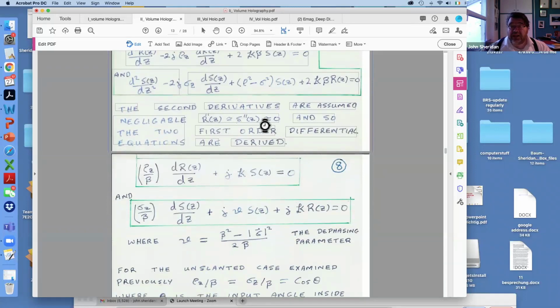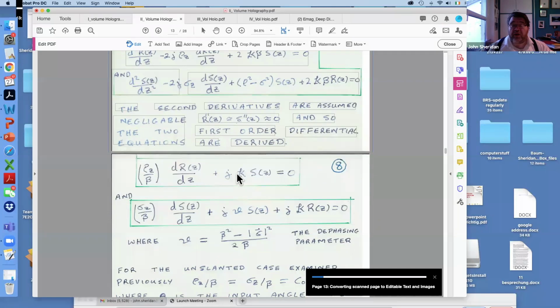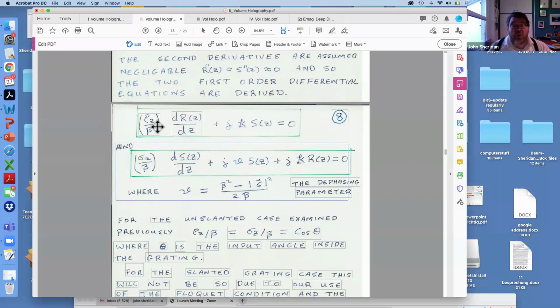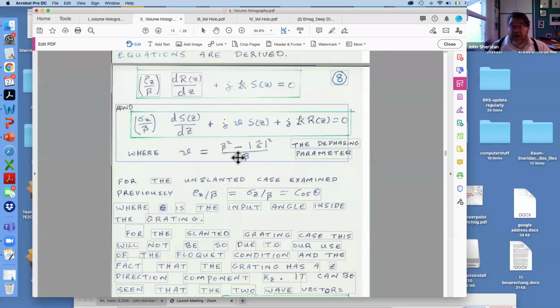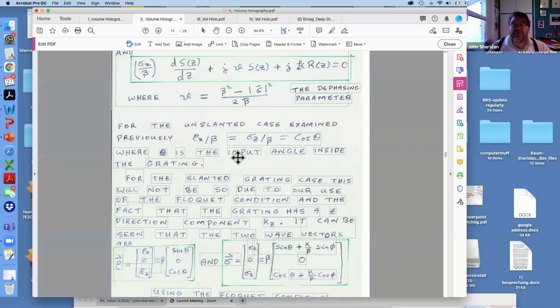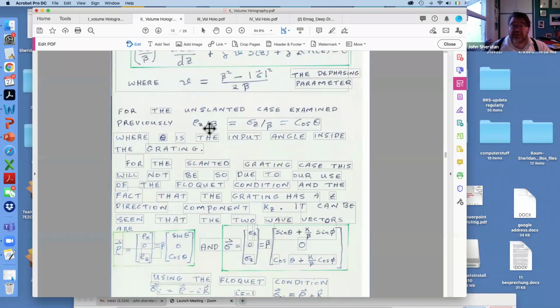We neglect our second order derivatives, and so we end up with the following first order equations. And those first order equations, now we note, have got in them this rho z over beta. And here we have the sigma z over beta. So these are our obliquity factors we mentioned previously, and they arise because of the fact we have slanted gratings. And again, we're going to have the same type of dephasing parameter. For the unslanted case, this is equal to cosine theta.